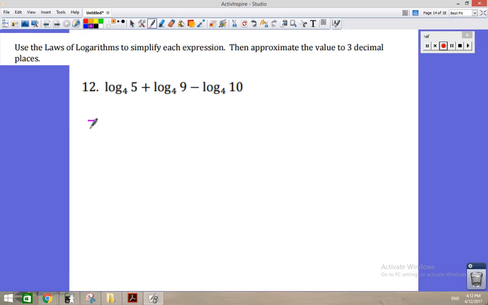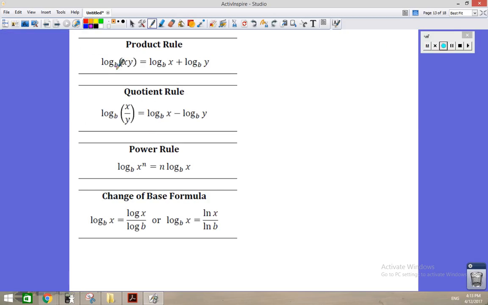So we have a property that says that when you're adding two logarithms together, you can write it as a single logarithm if you multiply these arguments together. 5 times 9 is 45. So now these two terms can be replaced with log base 4 of 45. So then we're subtracting log base 4 of 10. Now these properties only hold true if all of these terms have the same base. Notice that all of these were base b in our formula here.